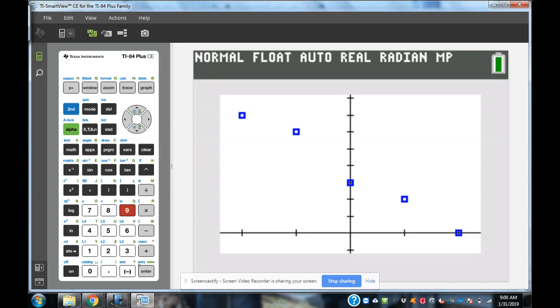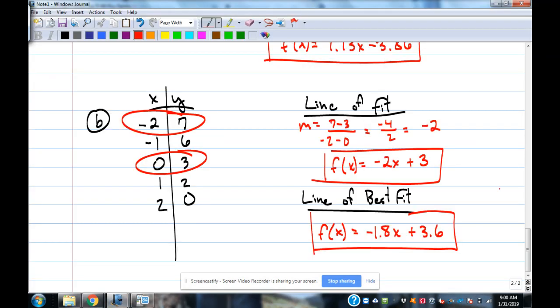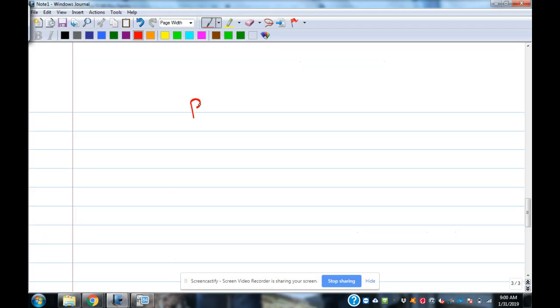All right. So that is section 4.2 in a nutshell. Page 291, 5 through 25. Not many, but it's a lot of finding equations and all that sort of stuff. Easy stuff though.